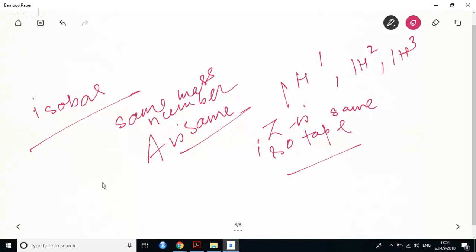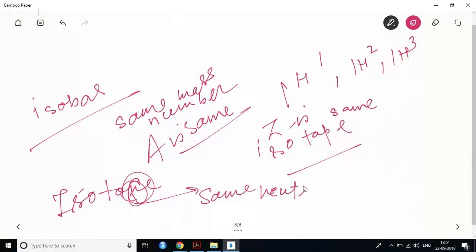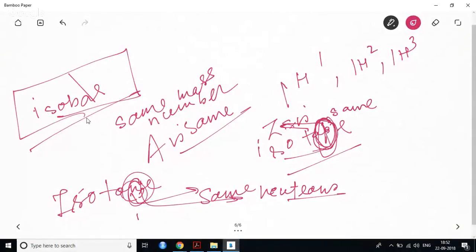And the third one is isotone. So remember guys, the second last word is tone, N. So it means the same neutrons. People get confused with tope and tone. In isotope, it is P, Z is the same, which means the number of protons is the same. If N is there, isotone, it means the same neutrons. And the third one is isobar: A is the same. As simple as that.